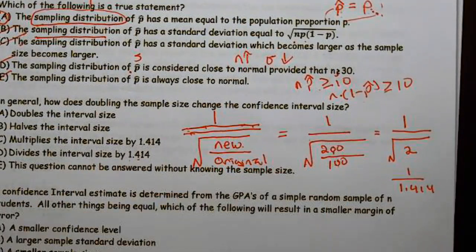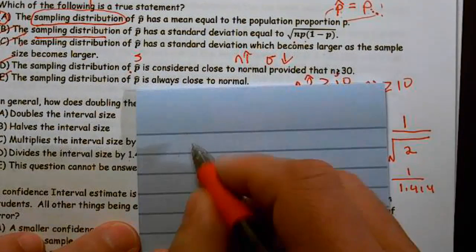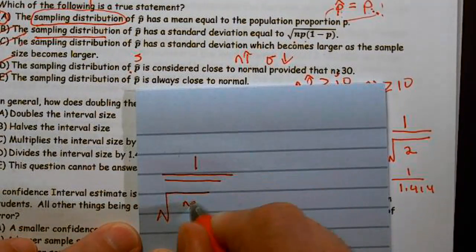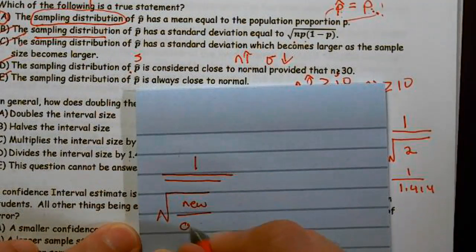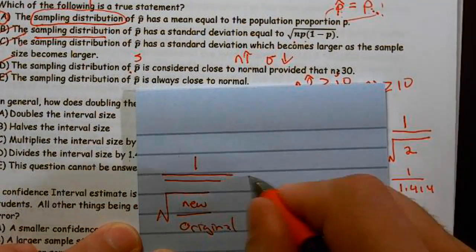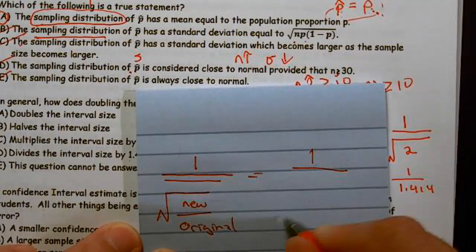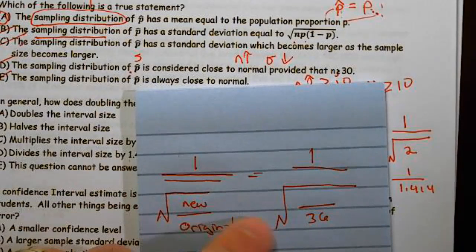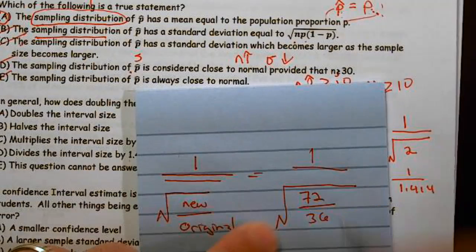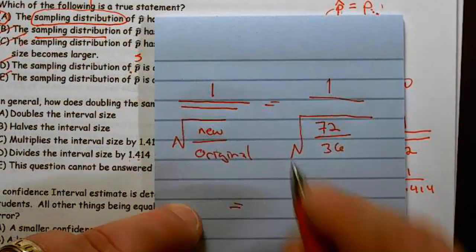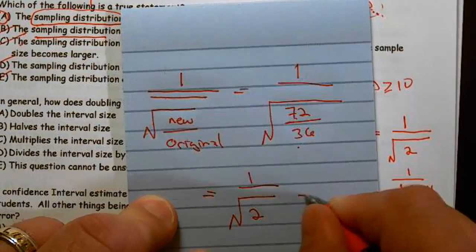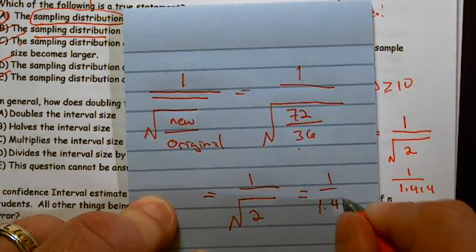And you're like, well, does that always work, Mr. Spencer? Yes, that always works. Try this out. Once again, 1 over the square root of new over original. Let's pretend the original was a sample size of 36. I'm going to double it, so my new one is 72. So this is 1 over the square root of 36 goes into 72, 2, which is 1 over that 1.414.